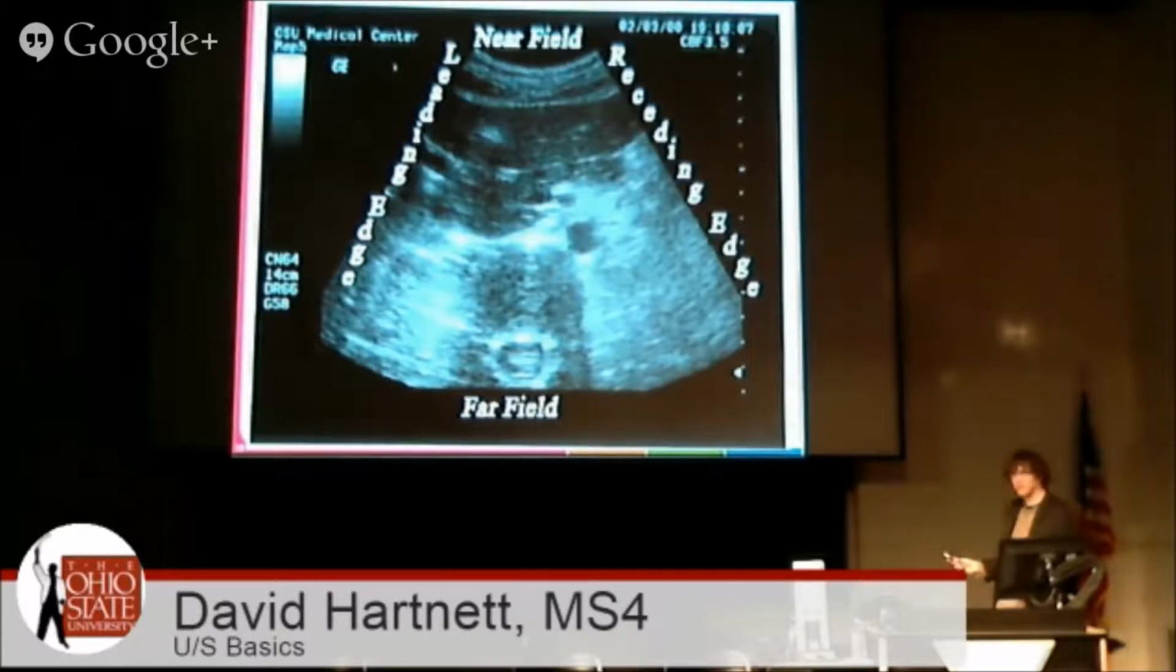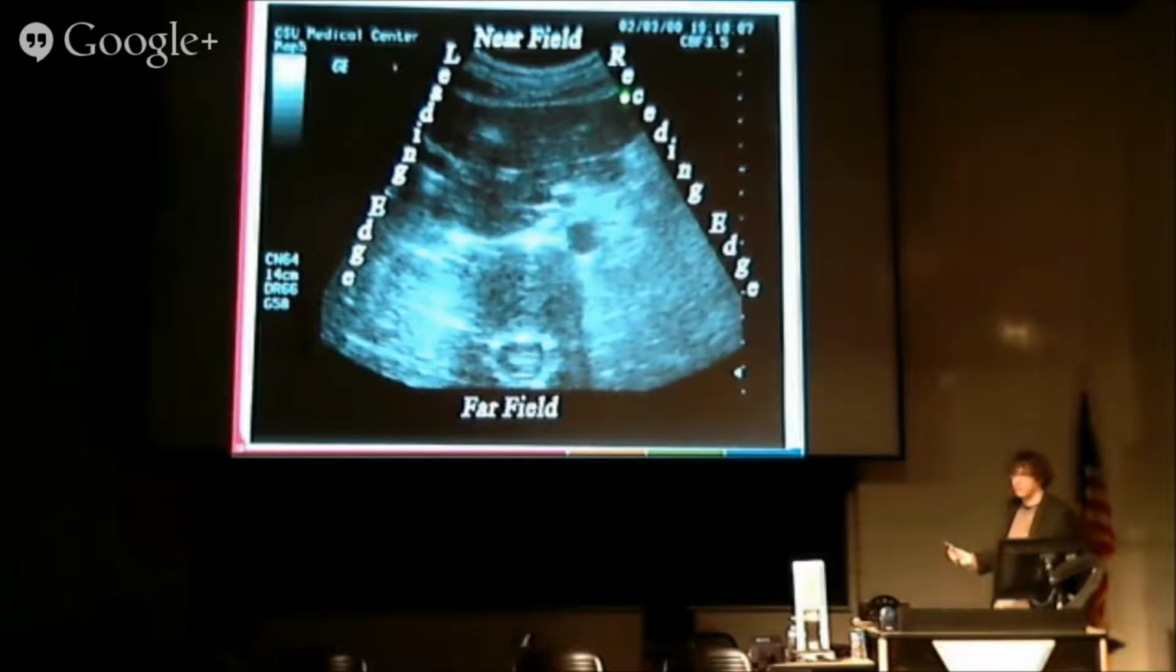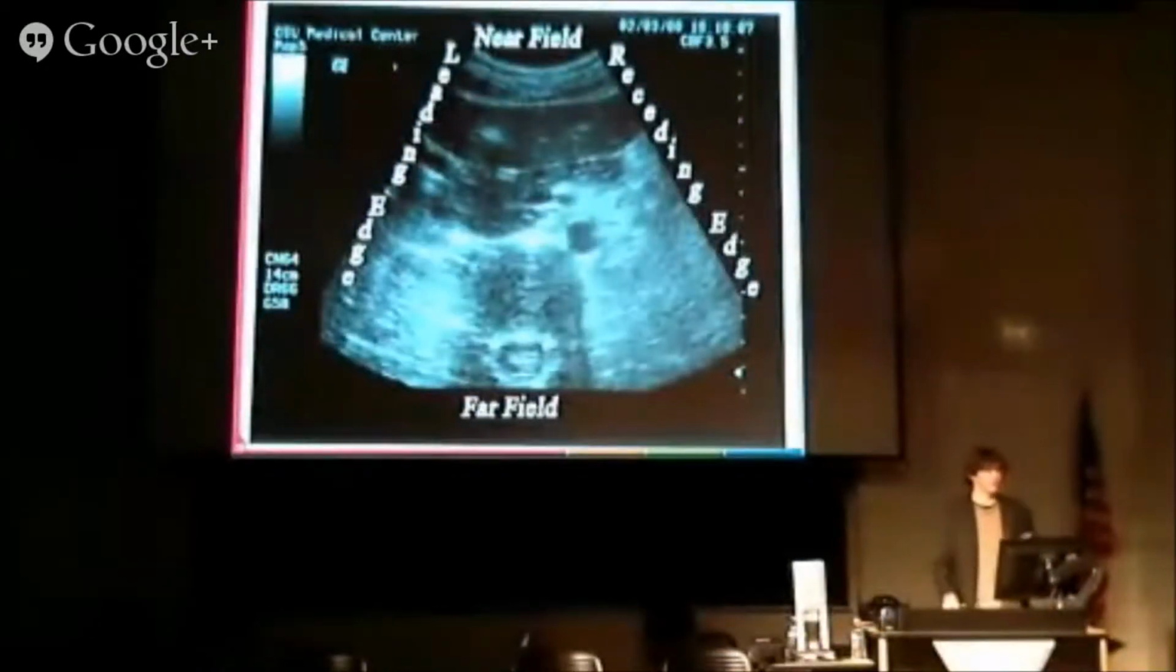So for this particular image, the probe is positioned with the leading edge on the patient's right, and that's kind of our standard: the leading edge to the patient's right or towards the head. So on the leading edge, we have the patient's right. On the receding edge, we have the patient's left. This is a subxiphoid view of the aorta here, so we can see the near field. This is going to be anterior and posterior. So if you think about it, this is the same orientation you would get if you had a CT scan looking up from the feet.